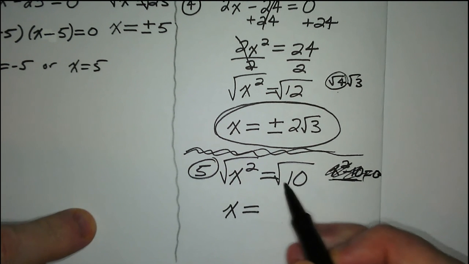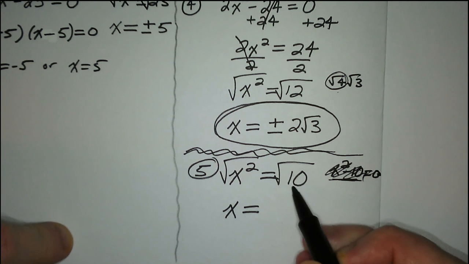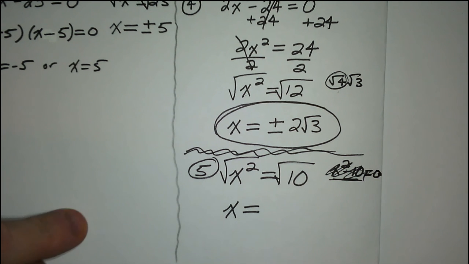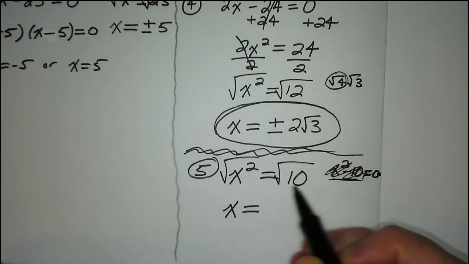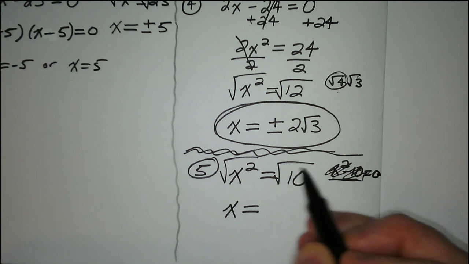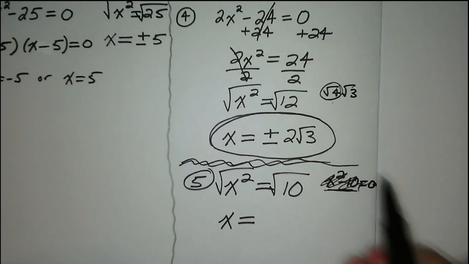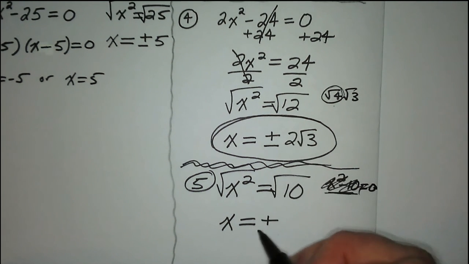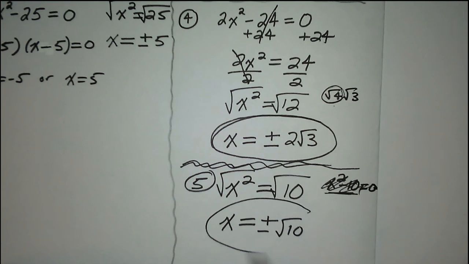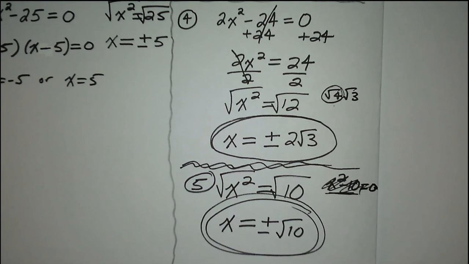Not only is the square root of 10 not a nice answer the way the square root of 36, or 4, or 9, or 100 is, this square root doesn't even simplify like the last one did. So this is our final answer, or answers: plus or minus, positive or negative, the square root of 10.